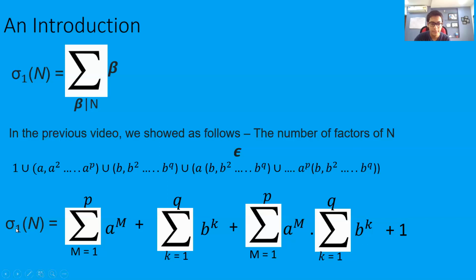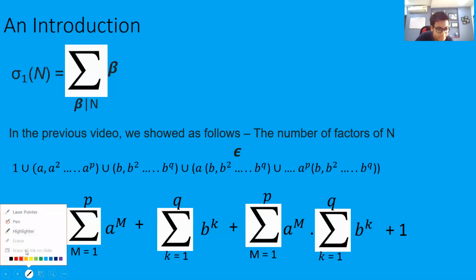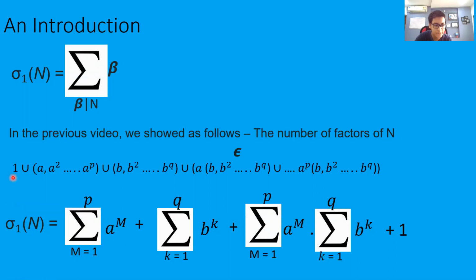So 1 plus this sum as m goes from 1 to p of a power m. So it's this whole set here. And then it's the sum as k goes from 1 to q of b to the k. So it's the sum of this set. Then we're going to multiply these two sums together. Right. So that is our formula for the sum of divisors of a number, and we're going to simplify it soon.